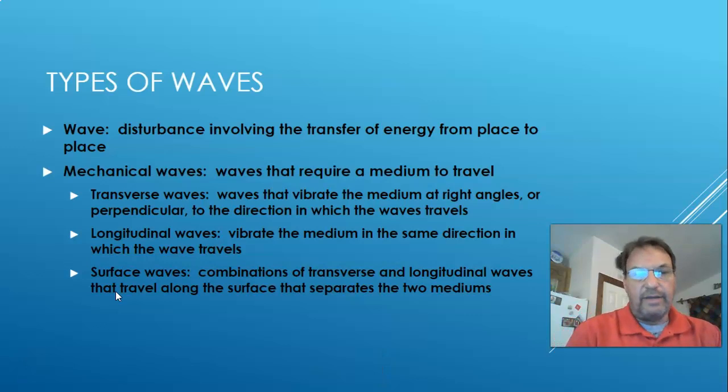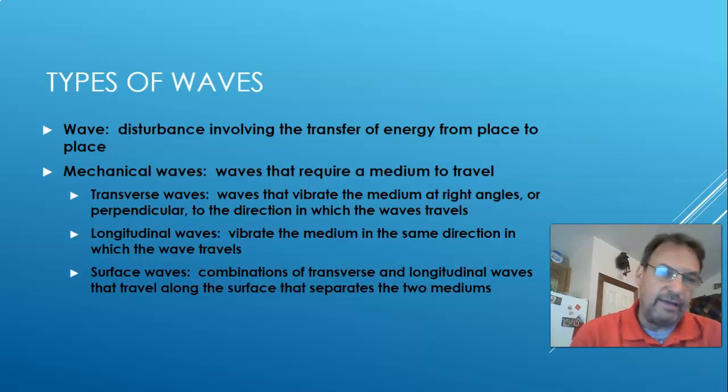Talking about types of waves, we first need to know what a wave is. A wave is a disturbance, any disturbance, involving the transfer of energy from place to place. Now you could have sound waves, you could have different kinds of waves, but if they're carrying energy and transferring it from one place to another, that is going to be by a wave.